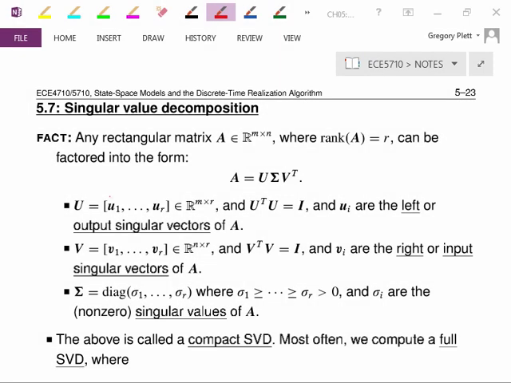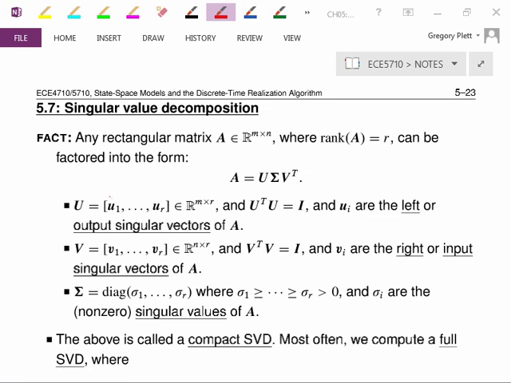We would like to find a way to factor the Hankel matrix in the Ho-Kalman algorithm to be able to find the observability and controllability matrices in some good way, good yet to be determined what we mean by good. And in linear algebra, there are any number of ways taught on how to factor matrices, different types of matrix decompositions. Here we're going to look at one that's called a singular value decomposition, or SVD.